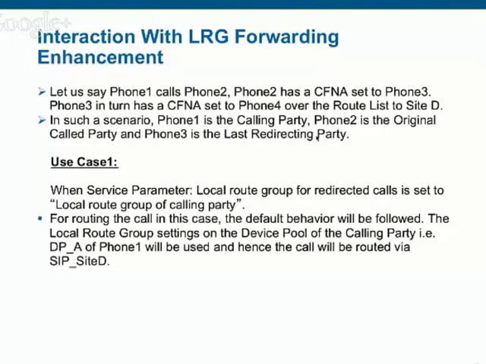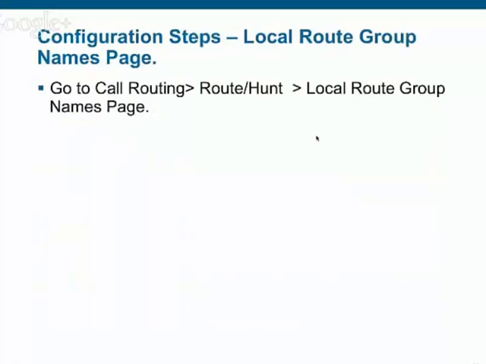The receiving phone 4 really is not important, and we won't be using its LRG because it's not the calling party anyway. So that goes out of the picture in this example. Just keep in mind that phone 4 does not really play any role in deciding the local route group. It's just a receiving entity.